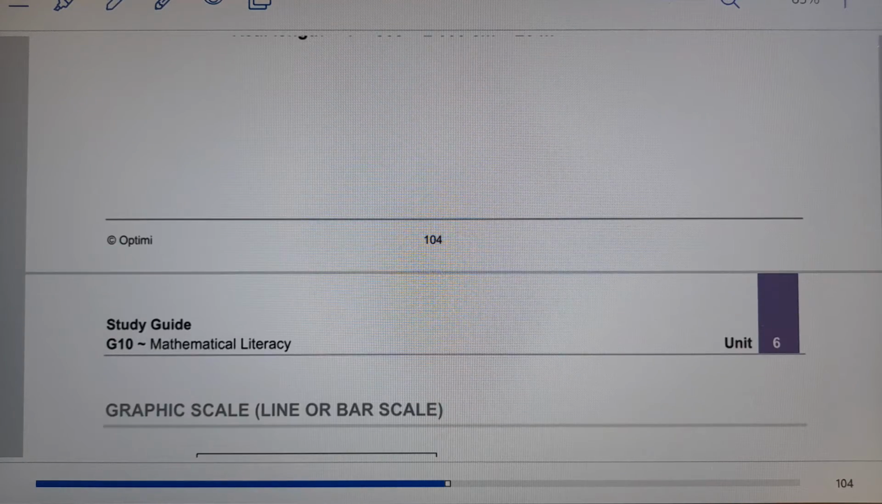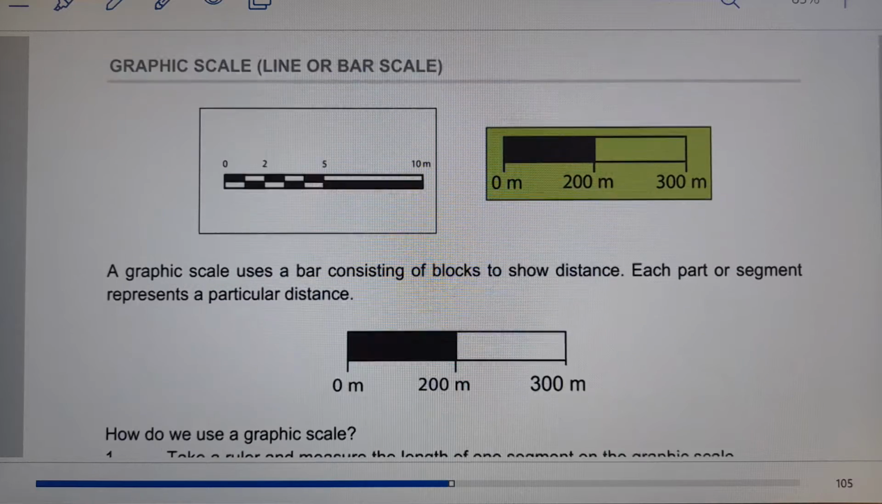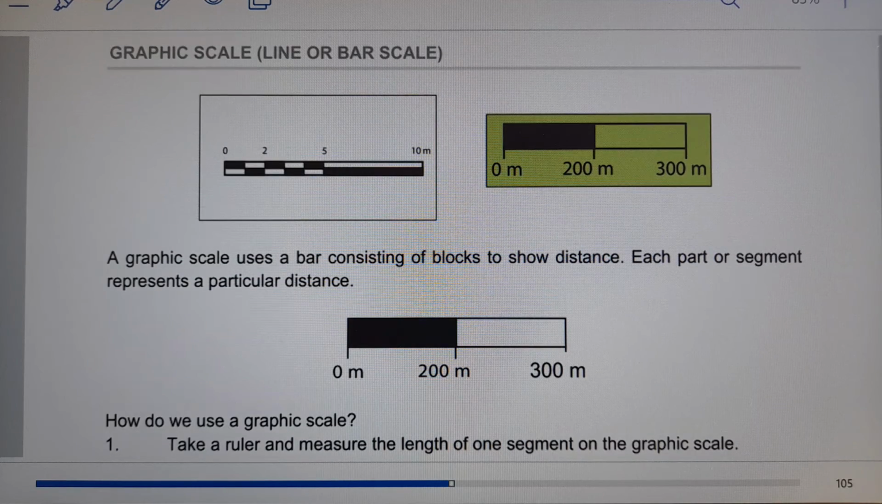Okay, and now we look at the second type of scale, which is the graphic scale. Now you know how to work with a numerical scale, and now we get a graphic scale. Okay, this is how they give us the graphic scale. They say a graphic scale uses a bar consisting of blocks to show distance. Each part or segment represents a particular distance.